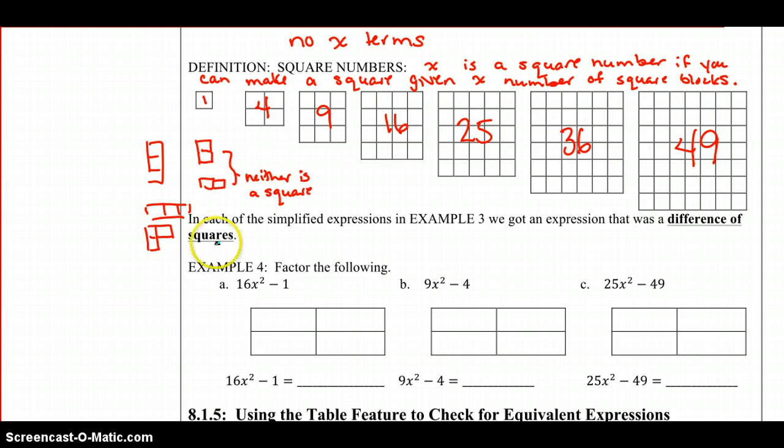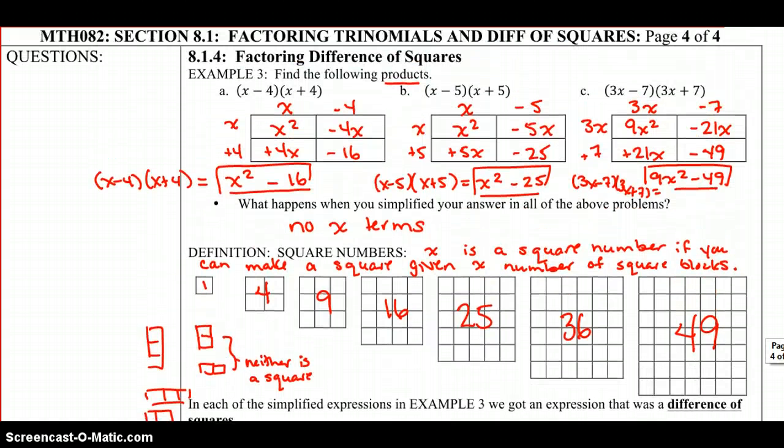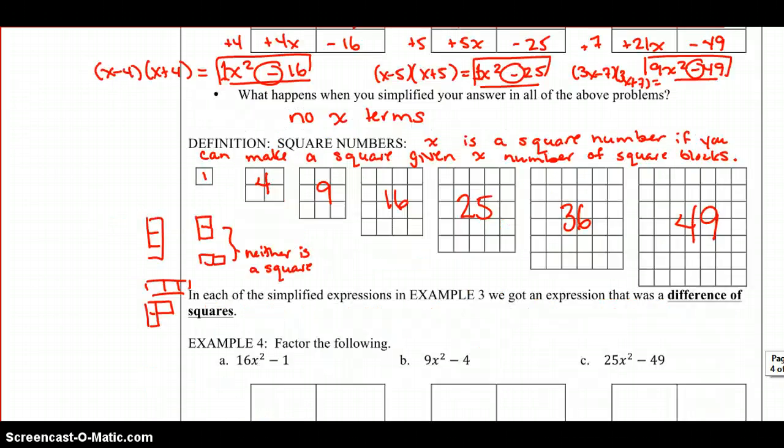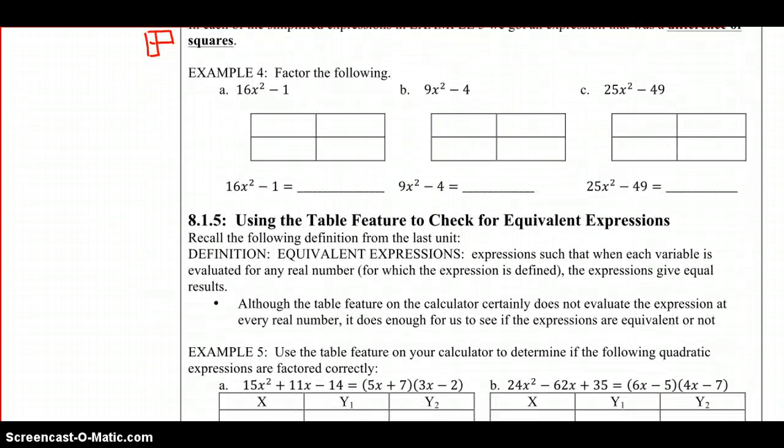And those keep going. So in each of the simplified expressions in example 3, we got an expression that was a difference of squares. Difference meaning subtract. So in all of these we had a difference. They were all subtract problems. And here we had an x squared, it's a squared term, coefficient of 1. 1 is a perfect square. 16 is a square. Here x squared is a square. Its coefficient 1 is a square. 25 is a square. Here 9 is a square, x squared is a square, and 49 is a square. So in each one of these we have a difference of squares.